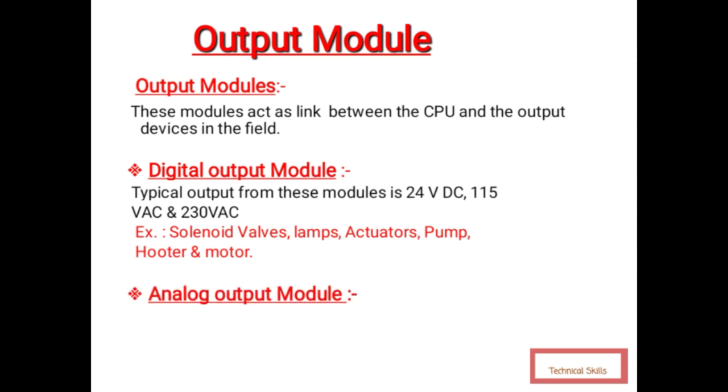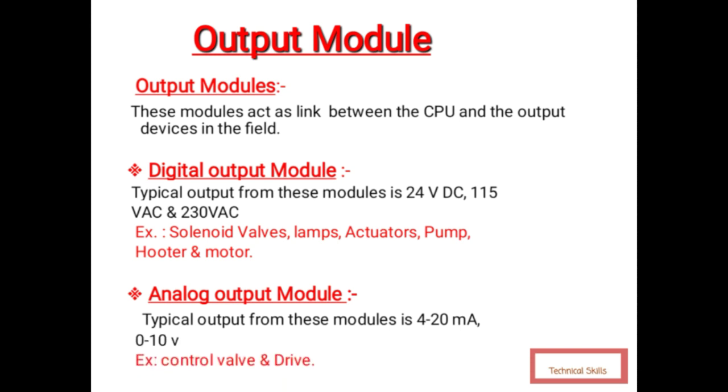Next are analog output modules. Typical output for these modules is 4 to 20 milliampere and 0 to 10 volt. These are the examples of analog output modules: control valve and drives. These work on 0 to 10 volt and 4 to 20 milliamperes. Analog outputs are not in the format of 0, 1; they are analog values, like for a control valve and drives. Let's move ahead.